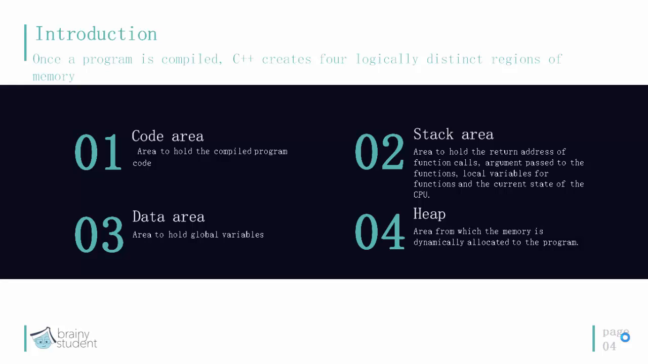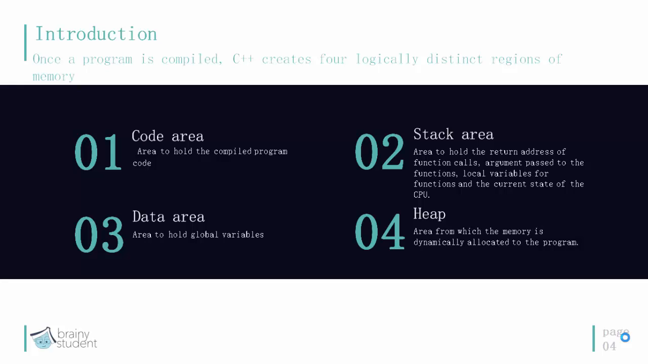Then for the current state of the CPU, whether your CPU is in waiting state or ready state, all these states are also maintained by the stack area. So stack is where automatic variables are stored along with the information that is saved each time a function is called.